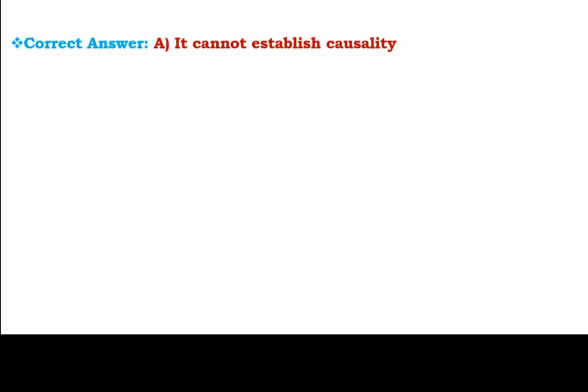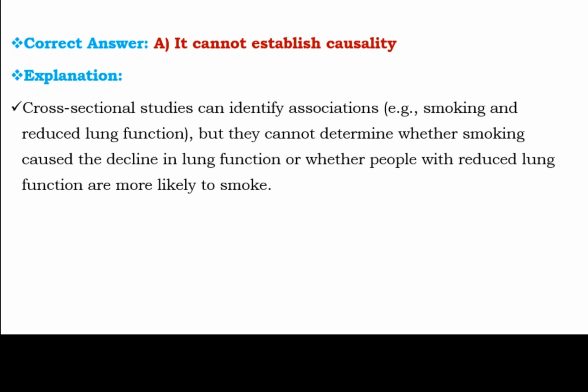Correct answer is A, which means it cannot establish causality. Explanation: cross-sectional studies can identify associations, example, smoking and reduced lung function, but they cannot determine whether smoking caused the decline in lung function or whether people with reduced lung function are more likely to smoke.